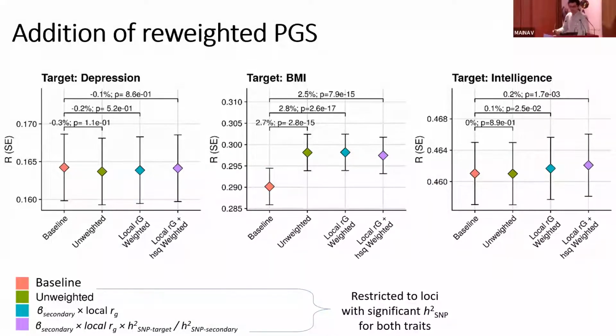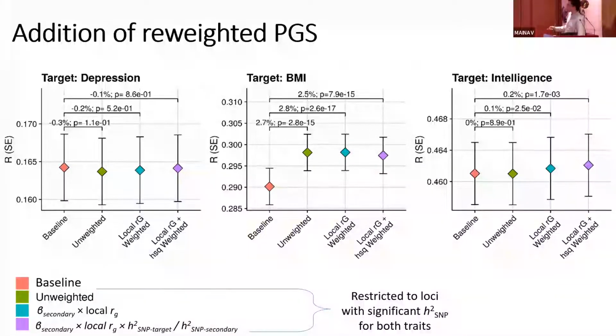So then the final test we wanted to look at was, can these reweighted polygenic scores improve prediction over and above the polygenic score for the target phenotype, which is obviously the ideal scenario where we're using all the information available. And we found a mixture of results. So first I'll talk about BMI, where we saw there was a statistically significant improvement in prediction of BMI when including these reweighted polygenic scores.